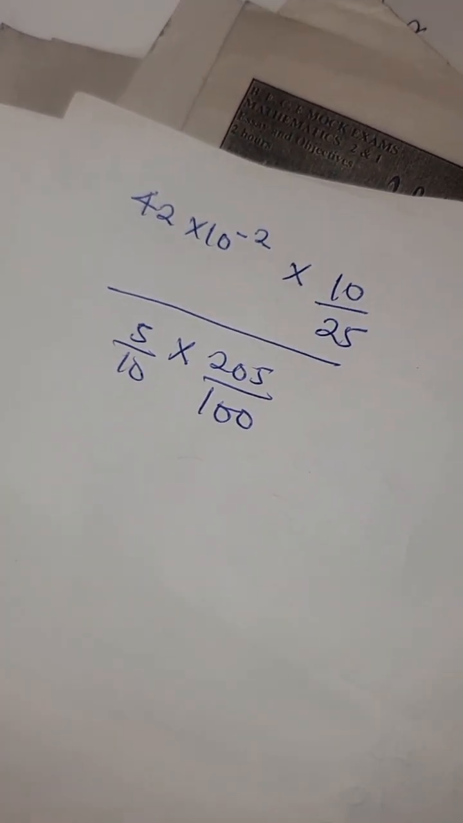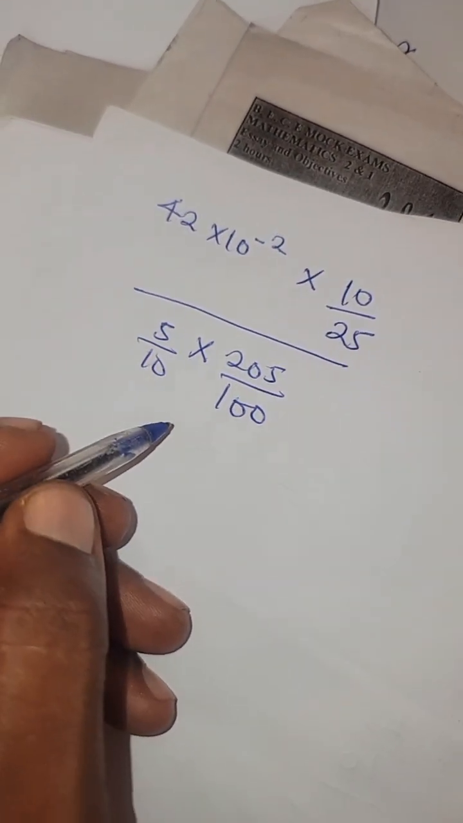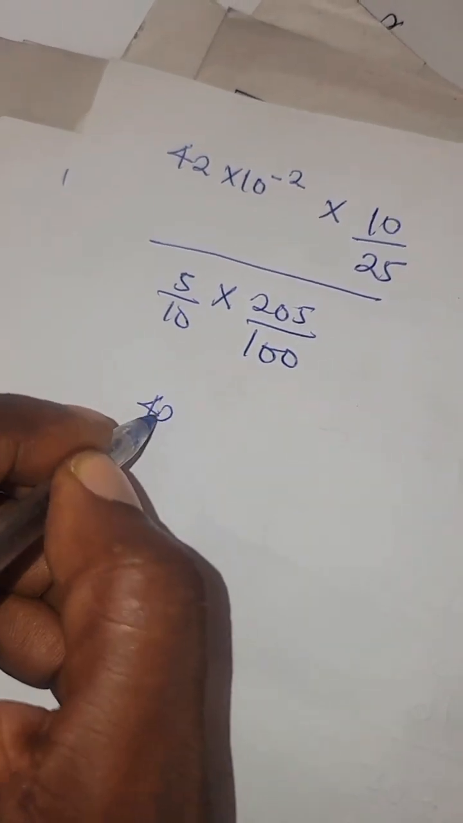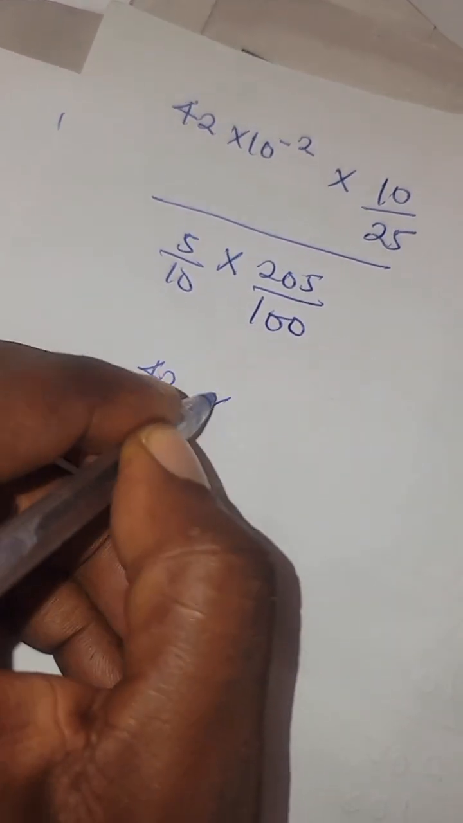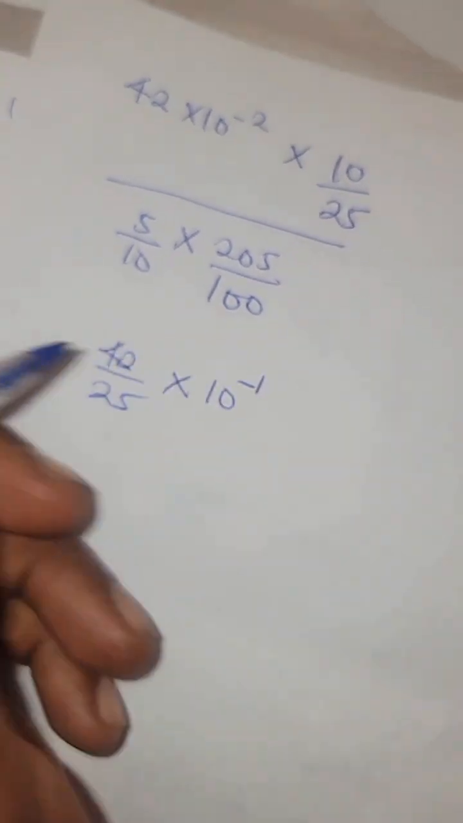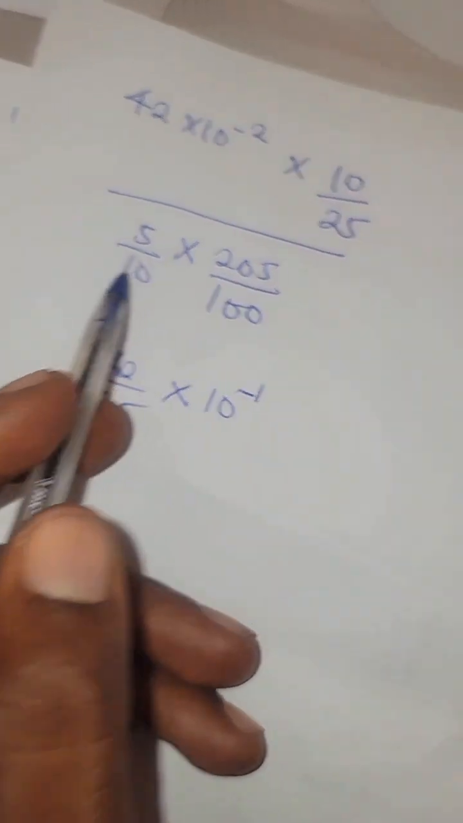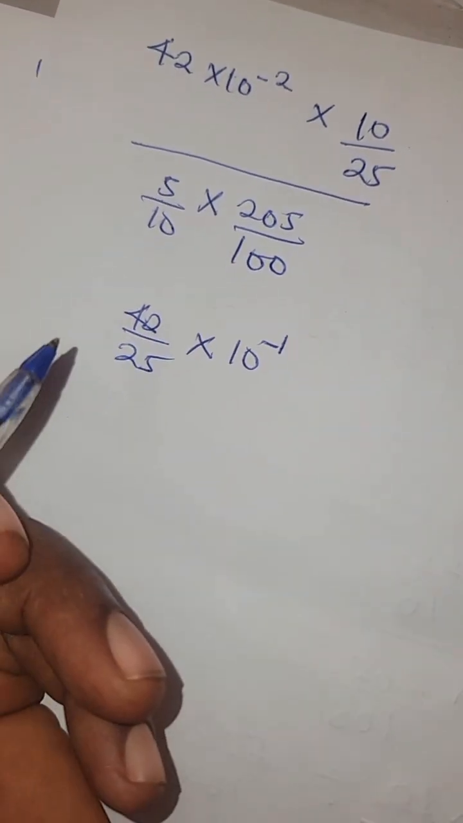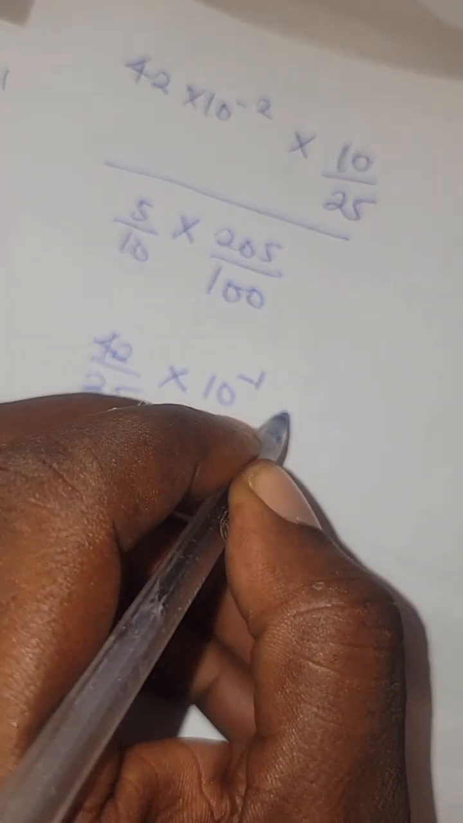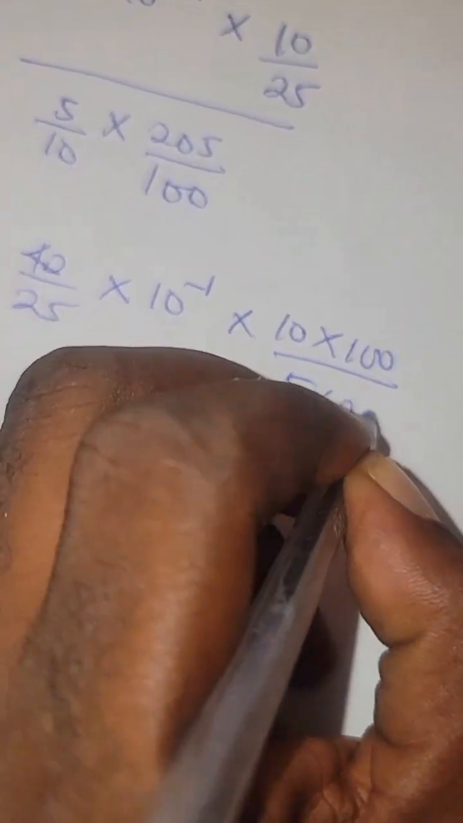So if we are simplifying this, we can see this as 42 out of 25. 10 index negative 2 times 10 index 1 is 10 index negative 1. You add the exponent. Then this 5 times 205 out of 10 times 100, that is going to be times 10 times 100 over 5 times 205.